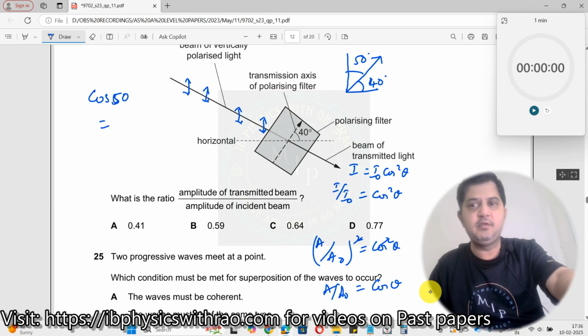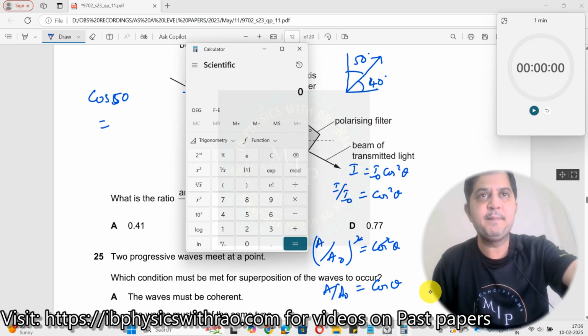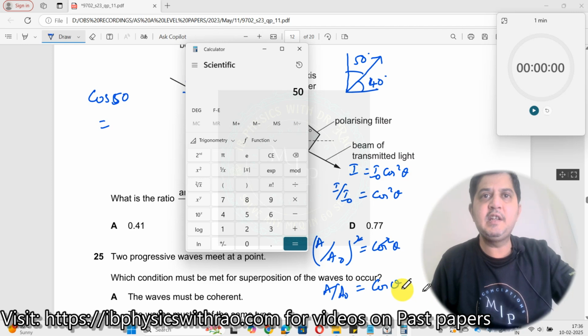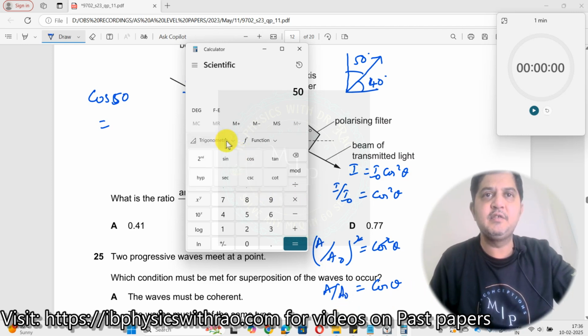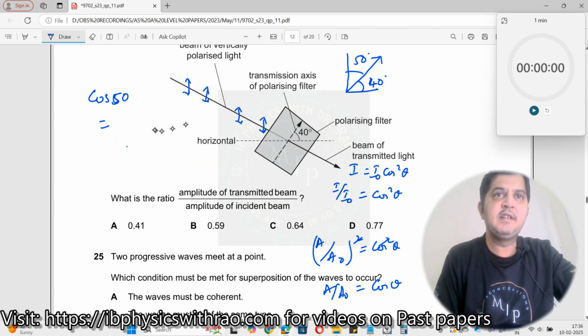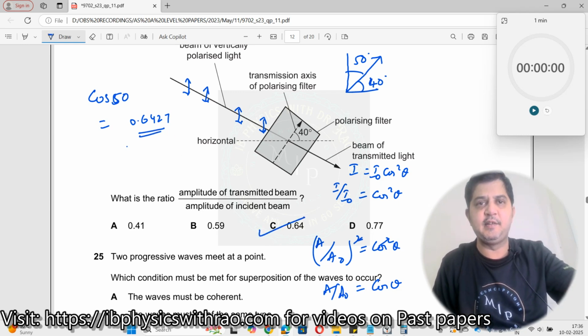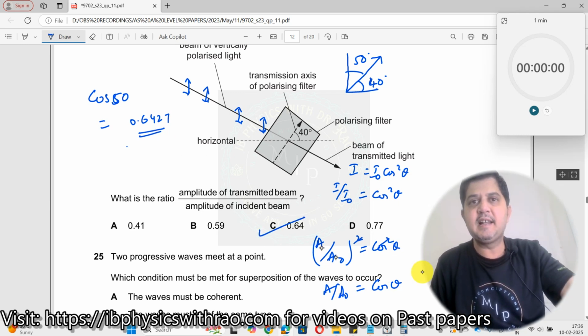So let me take my calculator to find out the value of cos 50. This is 50, and the cos 50 value would be 0.642. 0.6427. So the closest is 0.643 or 0.64. The answer is C, because when I substitute here I get 0.643.